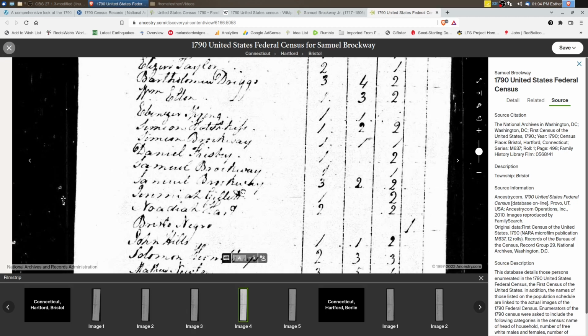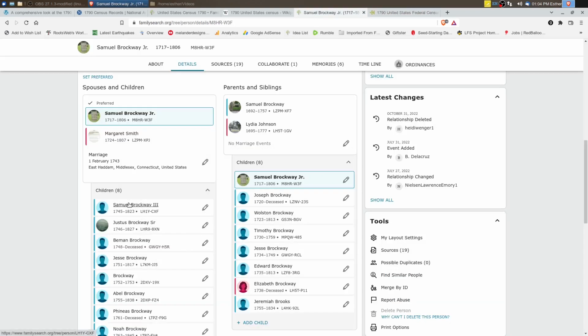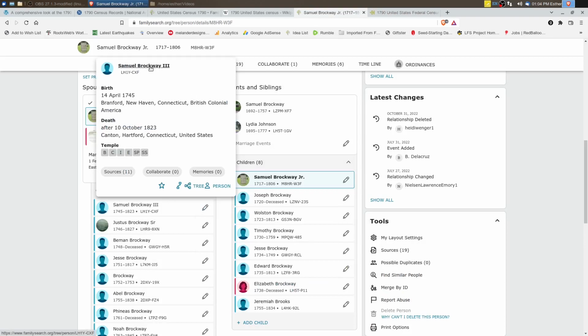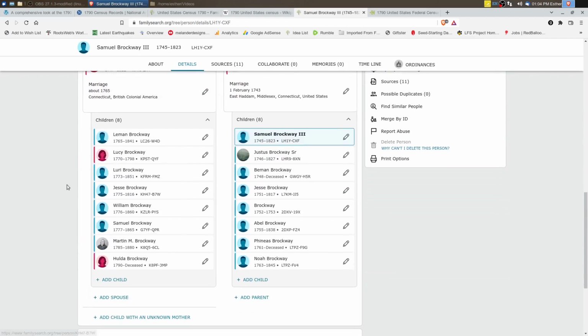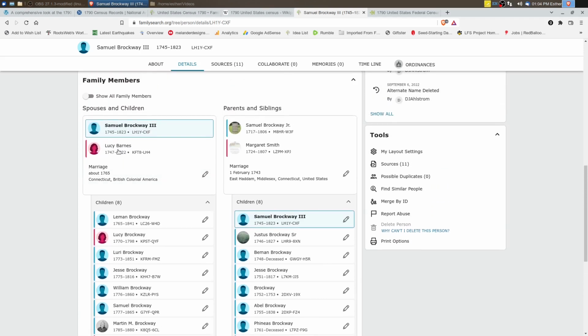The second Samuel Brockway is the son, and he has three males over the age of 16 and two under the age of 16, and then two females. And if you were to go and look at Samuel Brockway III's page, you can see that there are several children that would fit those categories of still being at home. A pretty good chance that the two females in the home are probably this Huldah Brockway, who was born in 1790, and his wife Lucy. The oldest daughter, Lucy, was already married and out of the house.